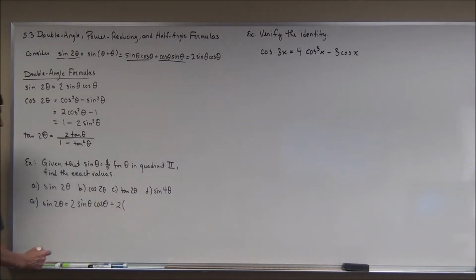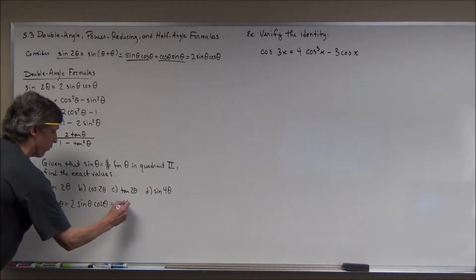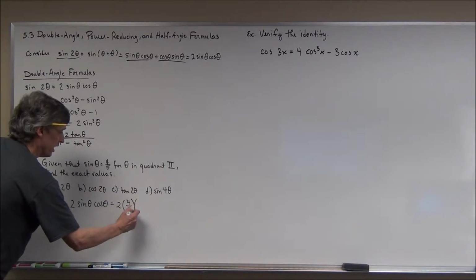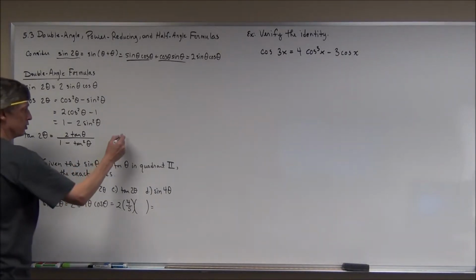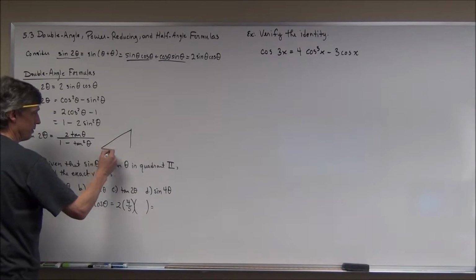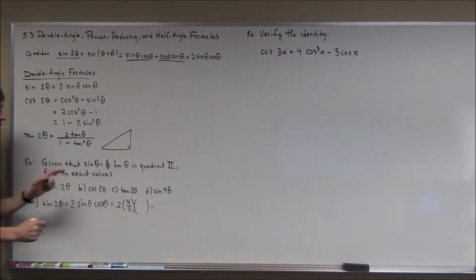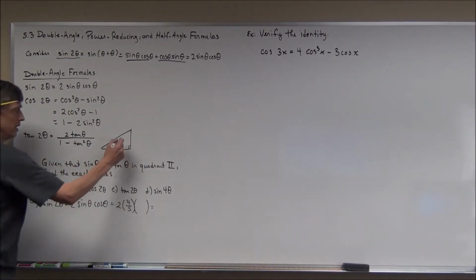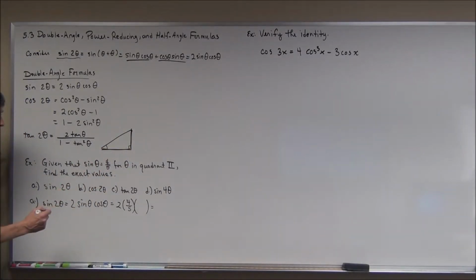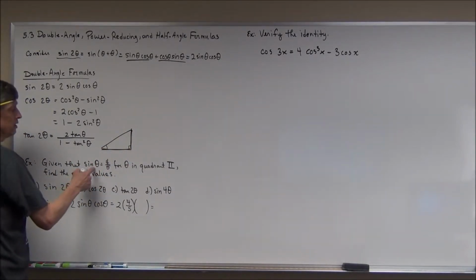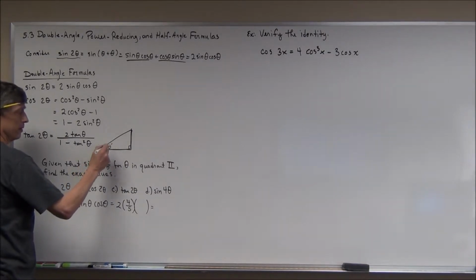which would be 2 times, now I'm giving you the sine of theta to be 4/5. So you just have to figure out what the cosine of theta is. Well, that's not quite so easy because they didn't give us that. However, if I draw a right triangle, now remember, theta is in the second quadrant, so it's obtuse, which means it could not be an acute angle of a right triangle. But its reference angle could be, which I'll call theta prime.